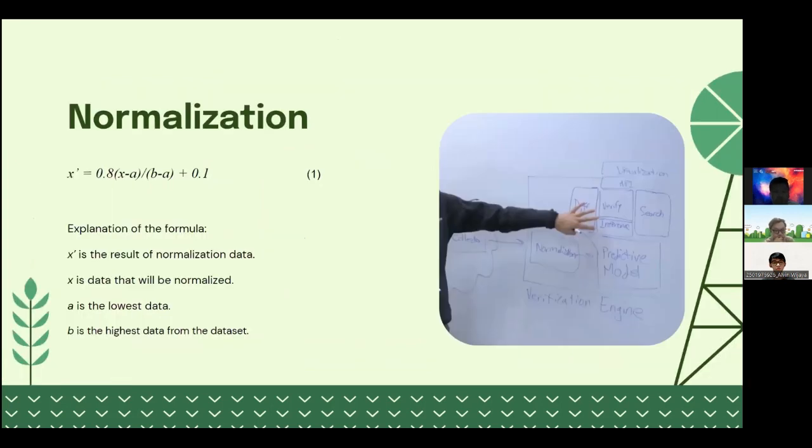this is the formula for normalization. We need the data that will be normalized, the lowest data, and the highest data from the dataset. And my friend will continue next.